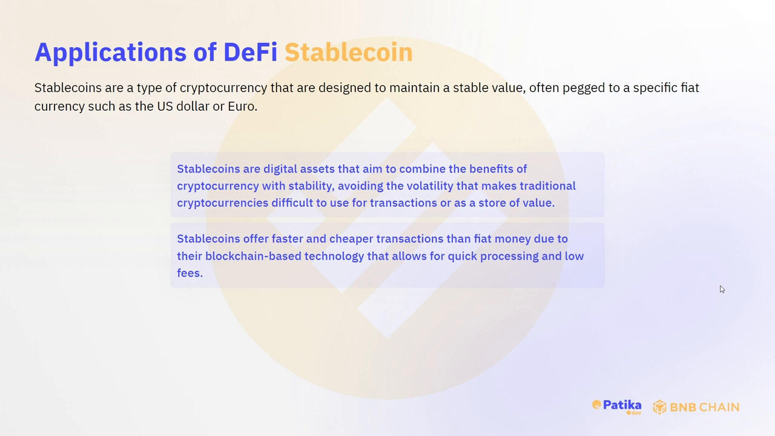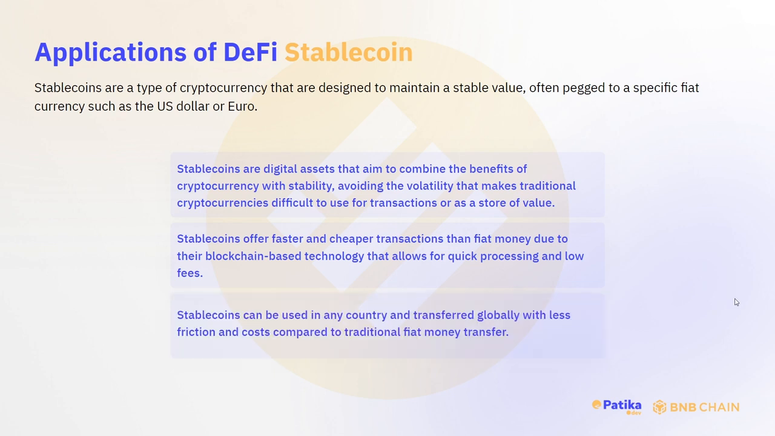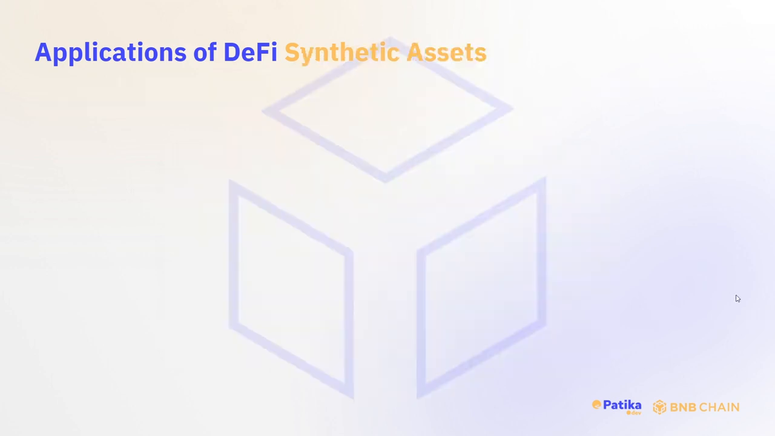Stablecoins offer faster and cheaper transactions than fiat money due to their blockchain-based technology that allows for quick processing and low fees. They can be used in any country and transferred globally with less friction and costs compared to traditional fiat money transfer. Synthetic assets.